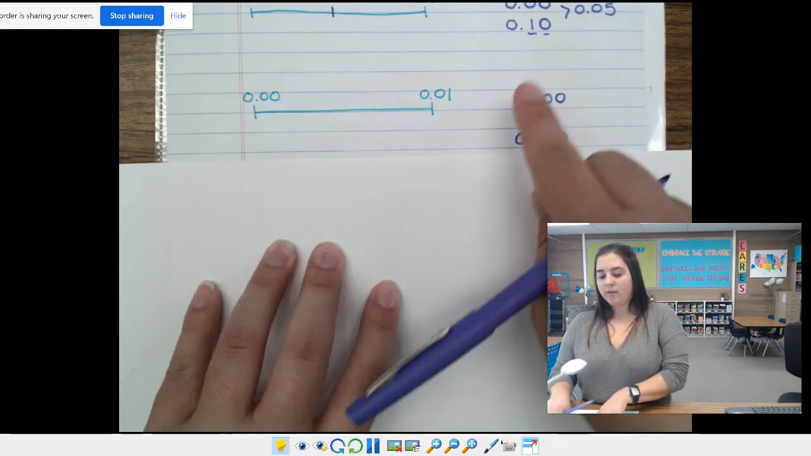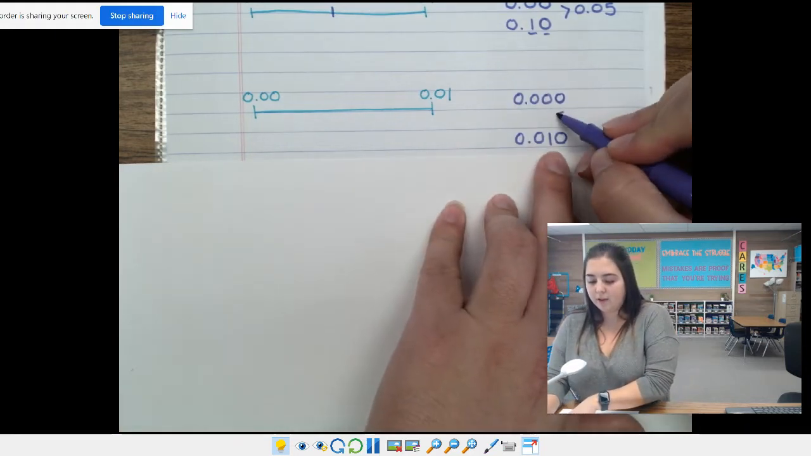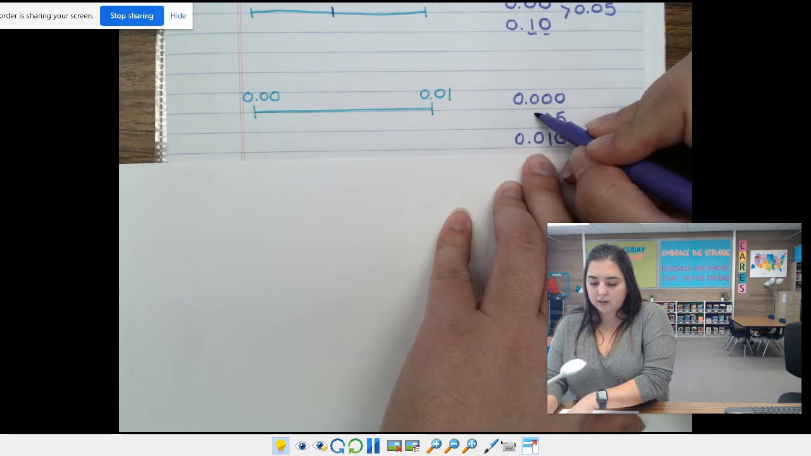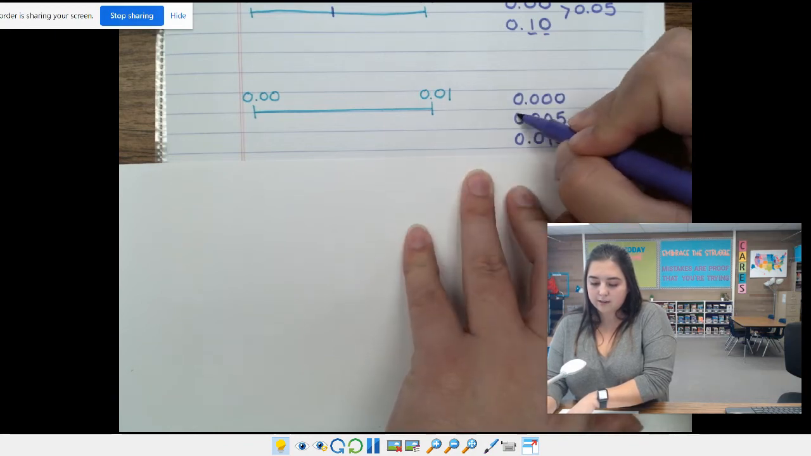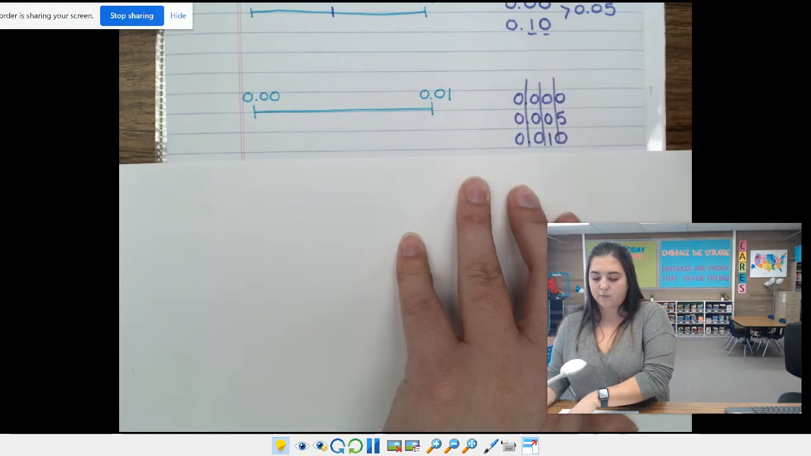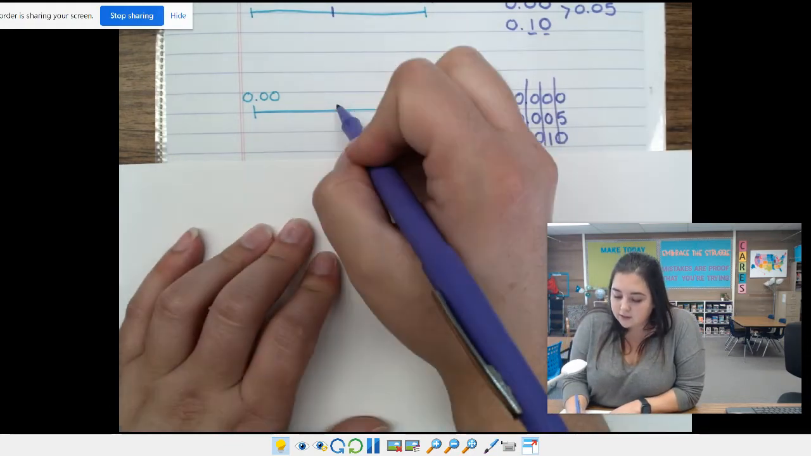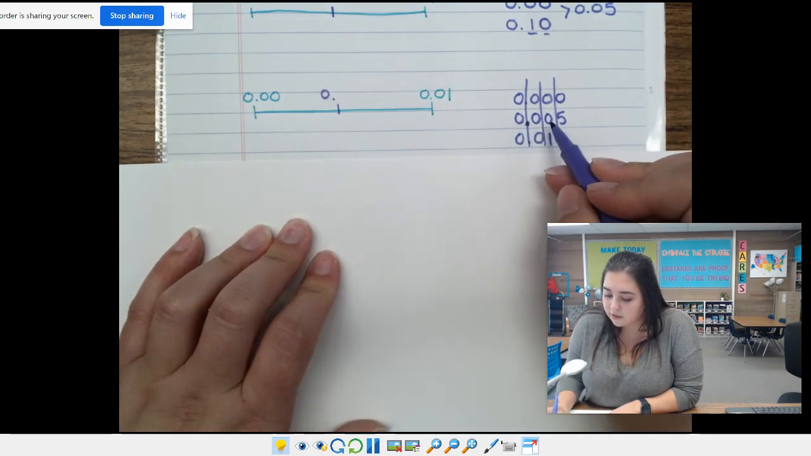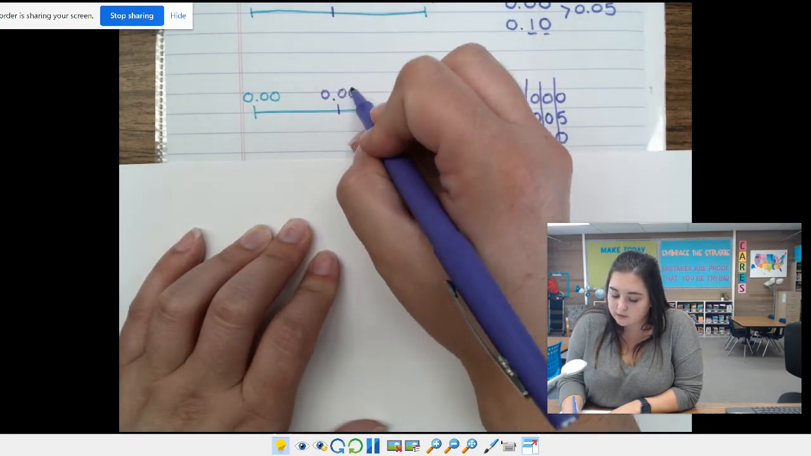This is why I wrote it like this, because I'm going to put my 5 at the very end of it, because they all went to the thousandths place. And then I'll just fill in the rest. So I have almost like a place value chart written here. So my answer, my midpoint, would be 0.005.